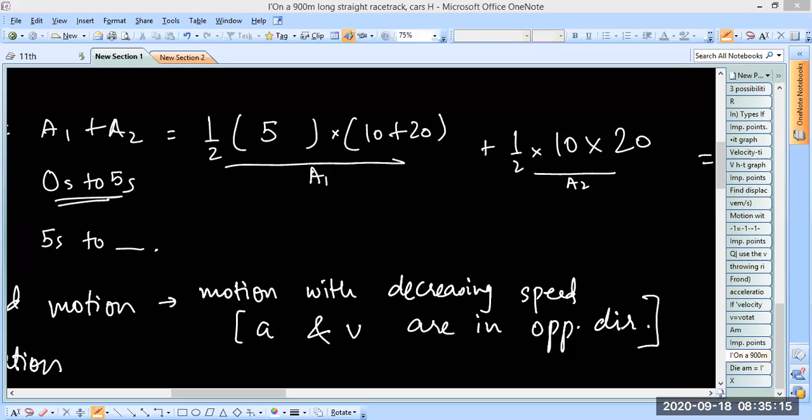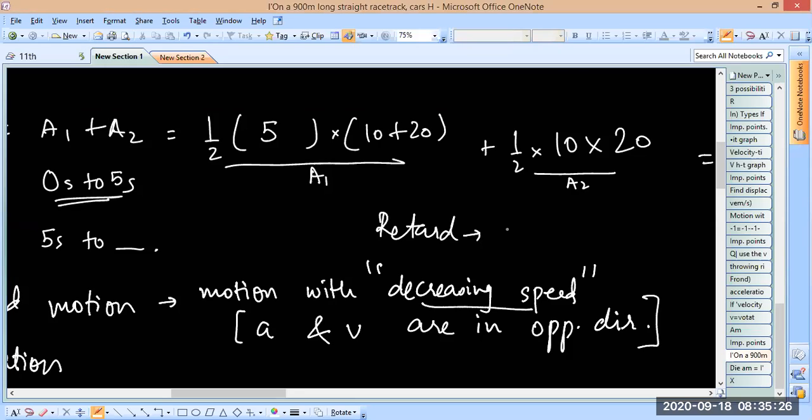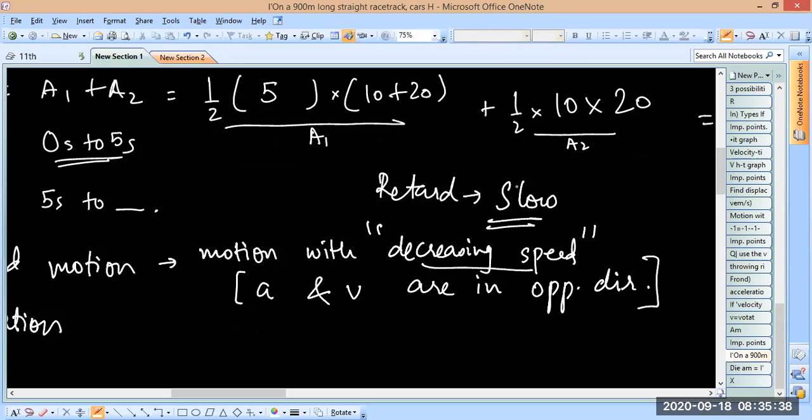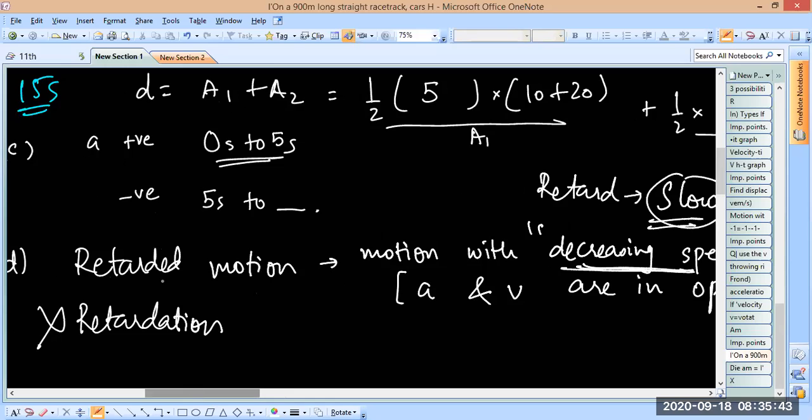Everyone, this is the only way to write it. Retarded motion. First of all, retard means to slow. Let me explain a little English to you. Retard means to slow. This is from dictionary. If you want, you can check it. Now, slow means what? Decreasing speed. So such motion is called retarded motion.